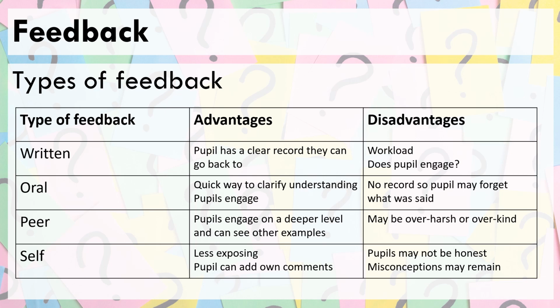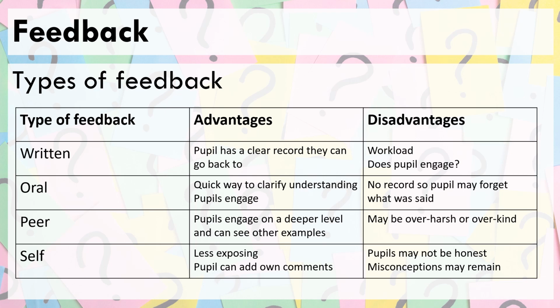Peer feedback is when we get students to give feedback to each other, which can be really powerful. The pupils tend to engage on a much deeper level, and they get to see other examples of work and think about where they've done better or worse than themselves. One of the disadvantages is that sometimes students can be over kind, but they could also be over harsh and mark each other down quite a lot.